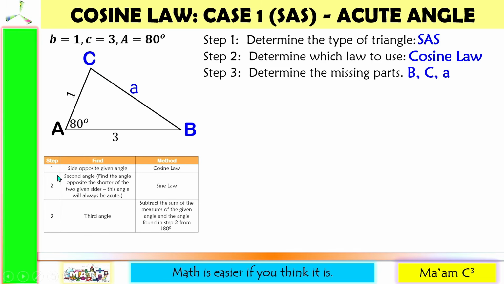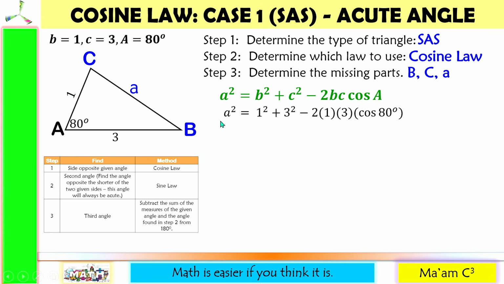So step 1, the side opposite the given angle, and that is using cosine law. We are looking for the side opposite the given angle. To do that, we're going to use the formula a squared is equal to b squared plus c squared minus 2bc times cosine A. A is the missing side, so our angle here should be angle A. Let us substitute the given here. B is 1, C is 3, and then angle A is 80 degrees.